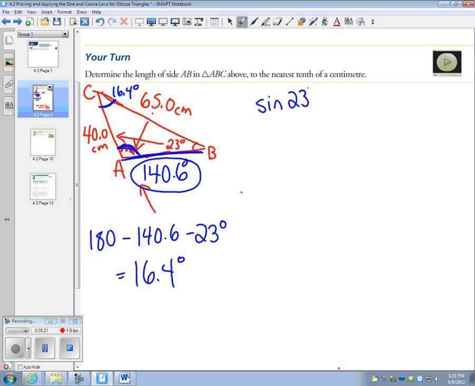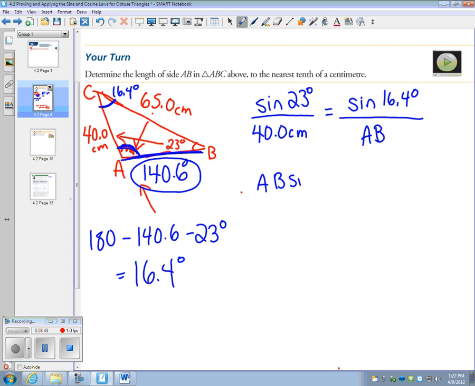That's always a good tip, is to use the numbers you're given in a problem whenever you have a multi-part question. In case you made a mistake, then you're only using the numbers that you're given, as opposed to the numbers you derived where you could have made a mistake. So the ratio of the sine of 23 to 40 is the same as the sine of 16.4 is to length AB. We're going to cross multiply. We get AB times the sine of 23 is equal to 40.0 centimeters times the sine of 16.4.